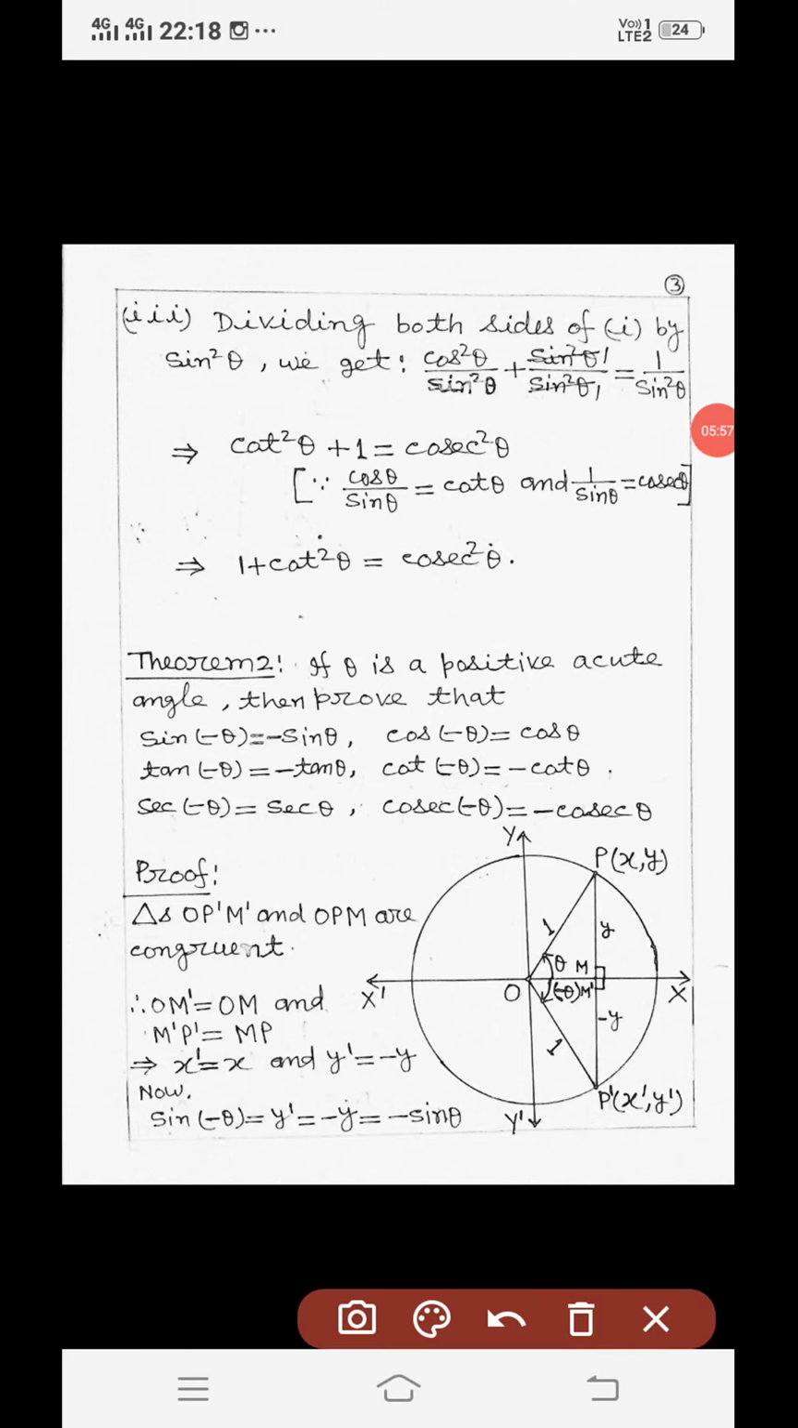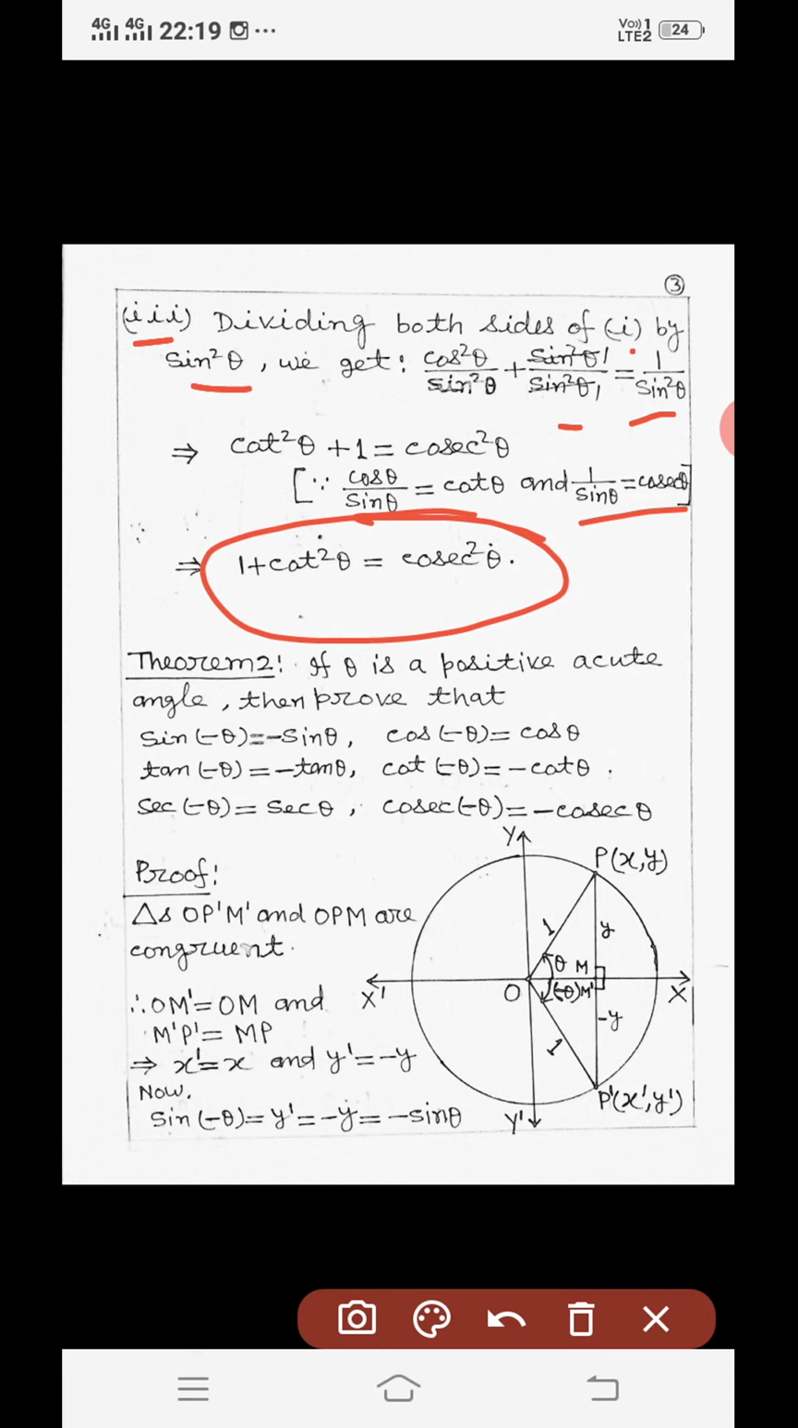Again, dividing both sides of the first by sin square theta, we get cos square theta by sin square theta plus sin square theta by sin square theta equal to 1 by sin square theta. This implies that cot square theta plus 1 is equal to cosec square theta, since cos theta by sin theta equal to cot theta and 1 by sin theta is equal to cosec theta. So 1 plus cot square theta equal to cosec square theta.